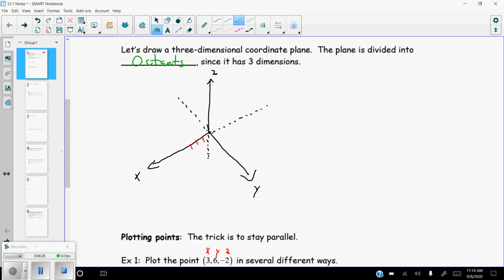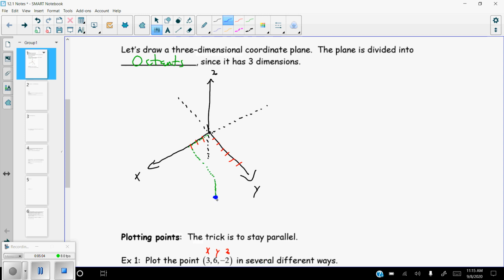And then I could go 6 in the y direction. So 1, 2, 3, 4, 5, 6. So the idea is I would go 3 in the x, 6 in the y, and then we have to go -2 in the z. So this is the hardest part, because basically you have to go 2 straight down, so you're estimating the distance straight down the 2.